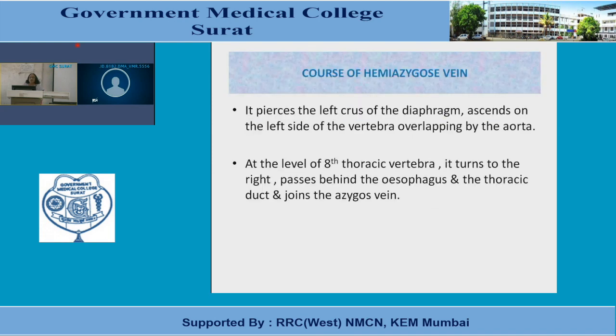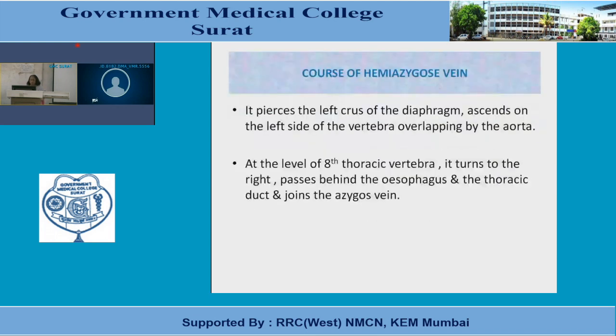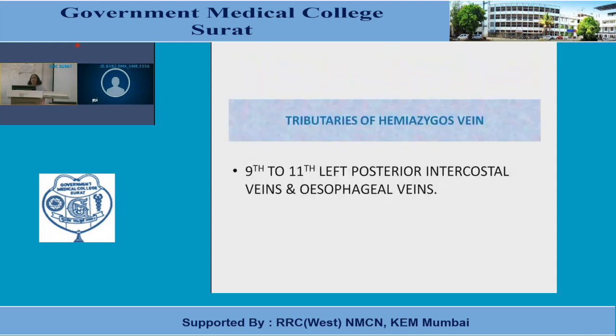Course of the hemiazygous vein: it pierces the left crus of the diaphragm and ascends on the left side of the vertebra, overlapped by the aorta. At the level of the 8th thoracic vertebra, it turns to the right, passes behind the esophagus and the thoracic duct and joins the azygous vein, as we have seen in the diagram previously. Now the tributaries of the hemiazygous vein: the 9th to 11th left posterior intercostal veins and the esophageal veins.